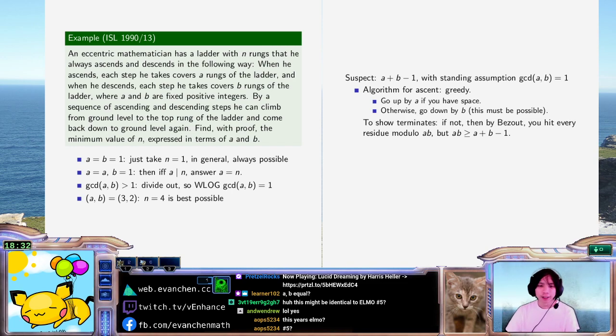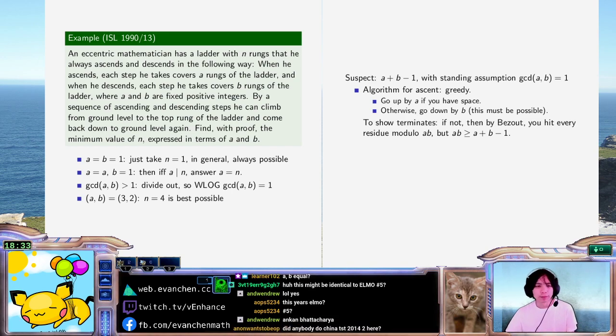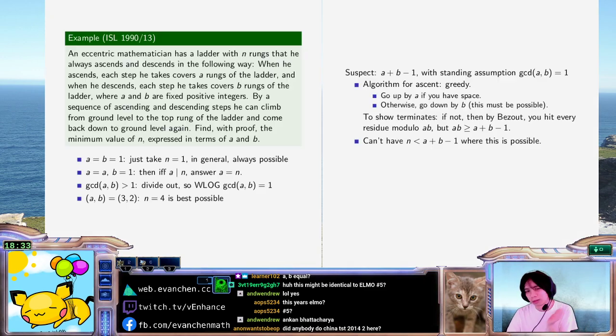Okay, so because this was pretty sharp, it feels like this argument doesn't lose. It's sharp at the equality case. I'm pretty happy with it, so that increases a lot my confidence that a plus b minus 1 is actually the true answer. And then I need to show you can't have n less than a plus b minus 1 where this is possible. And that's a little dicier.